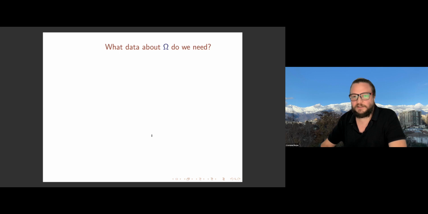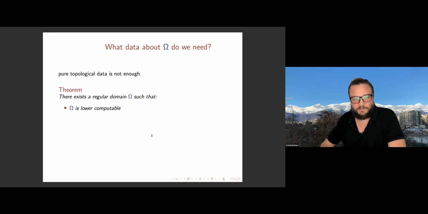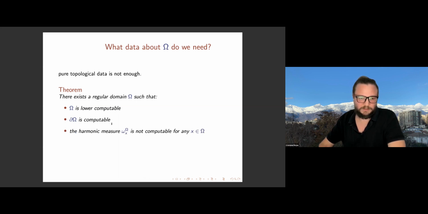So the next question is, okay, what happens if we know the domain very well? Can we compute the measure? Well, this theorem says that only knowing topological data about the domain is not enough. So there are regular domains for which, well, they are as much computable as you may want. But regardless of that, harmonic measure is not computable actually for any point. So there is more information about the domain that is needed in order to compute a harmonic measure.